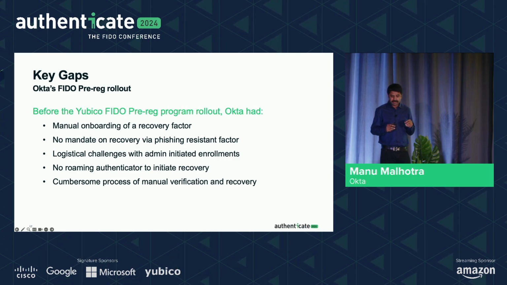The other problem is that if you don't have this Yubico pre-registration, there is no roaming authenticator across the board. For my employees, I will say WebAuthn or passkeys is one of the factors I have for recovery. But then what is the assurance that they've used a roaming authenticator? There's no assurance, because passkeys can be on your Chrome or somewhere. For enterprise, there are different security considerations. And the manual verification and recovery is a pretty cumbersome process, and we wanted to eliminate that problem.